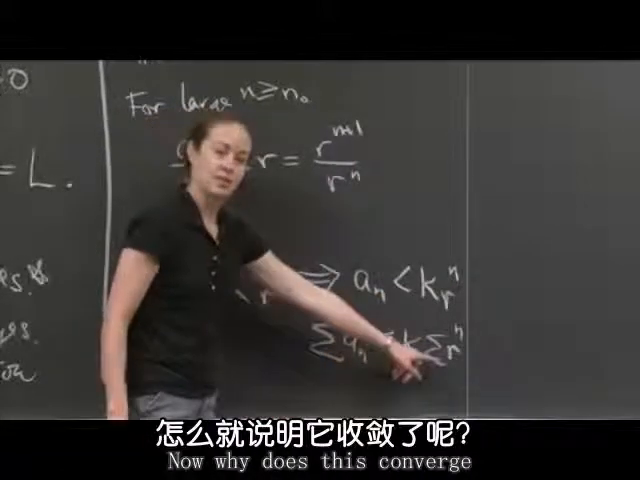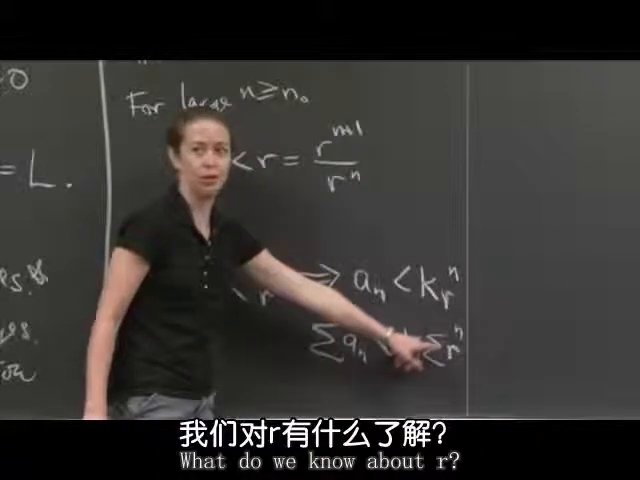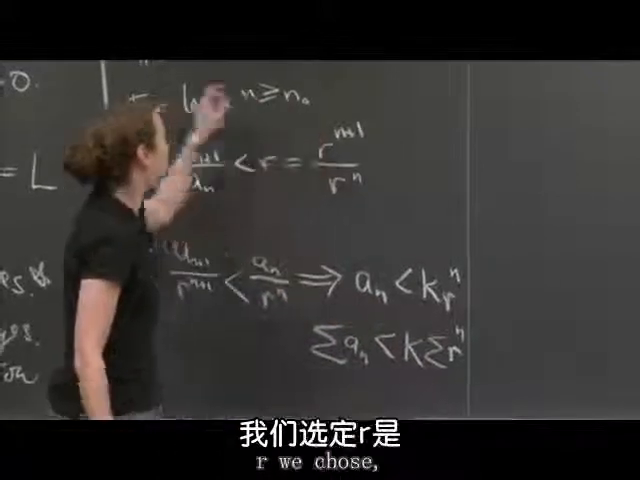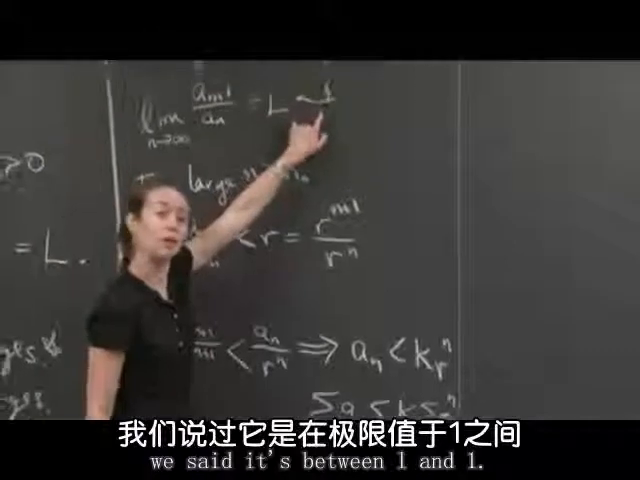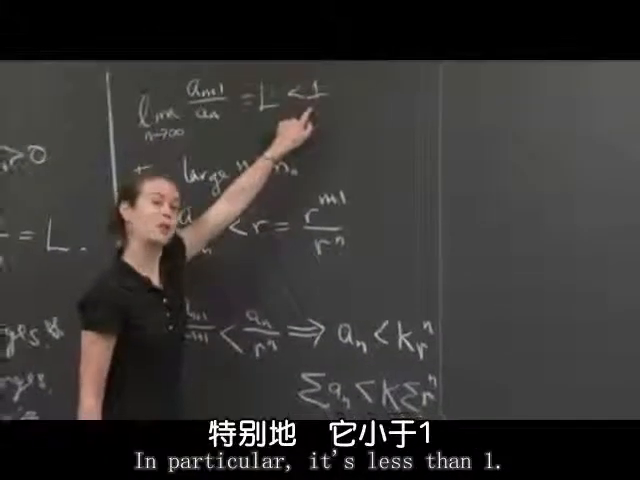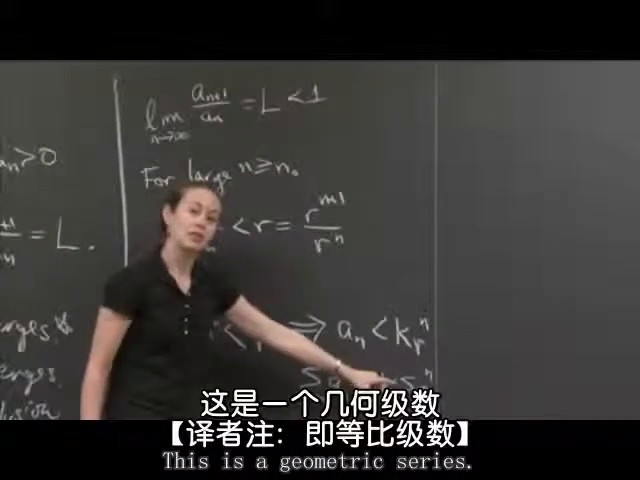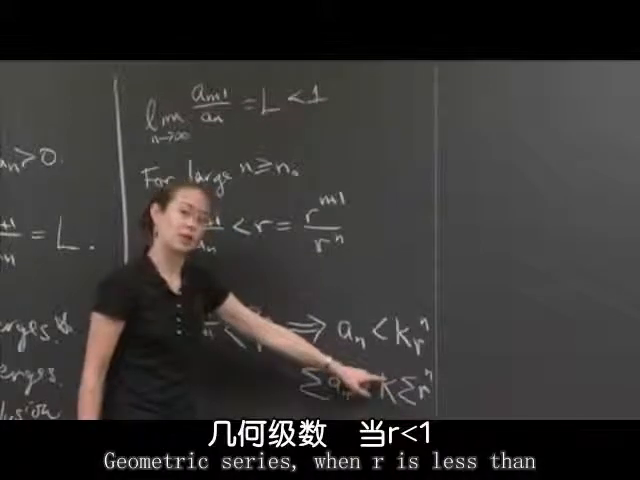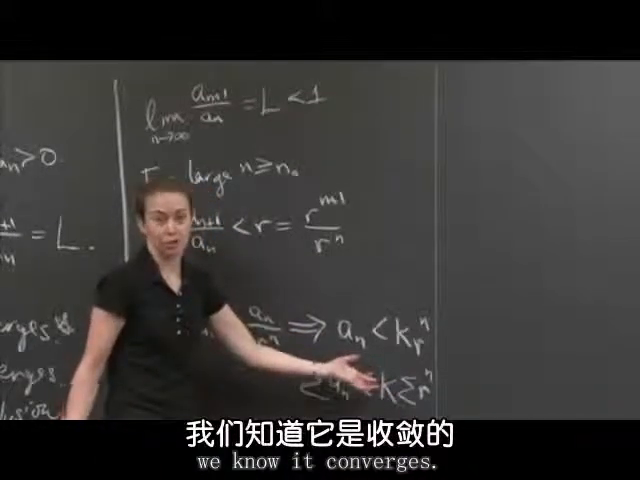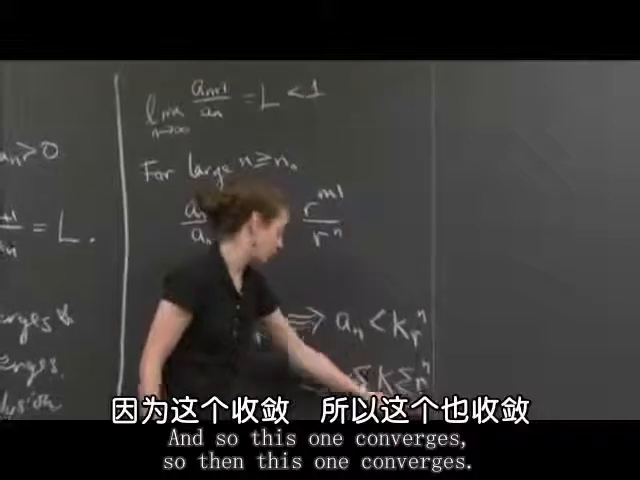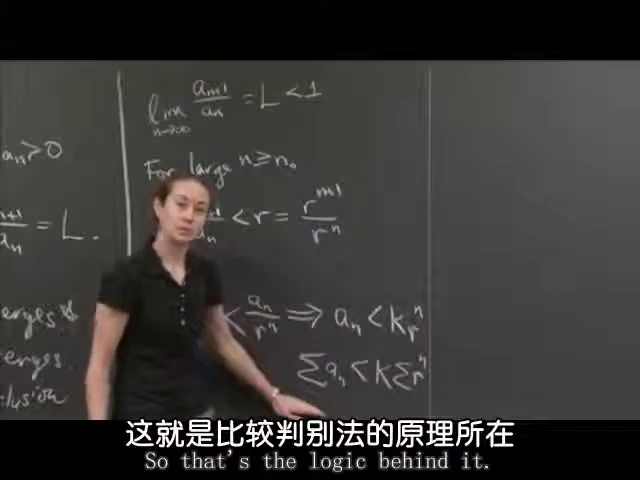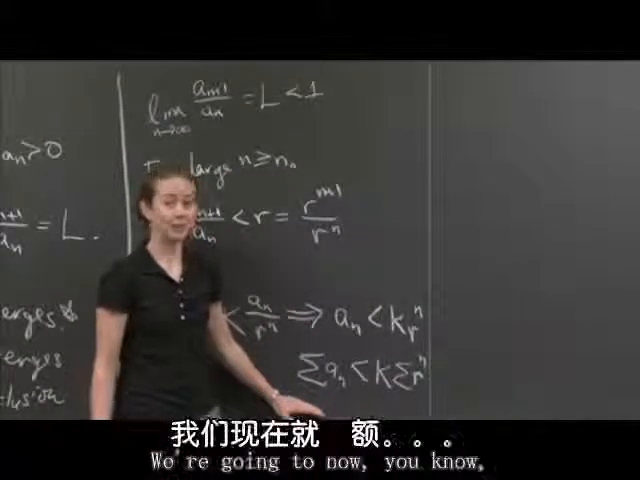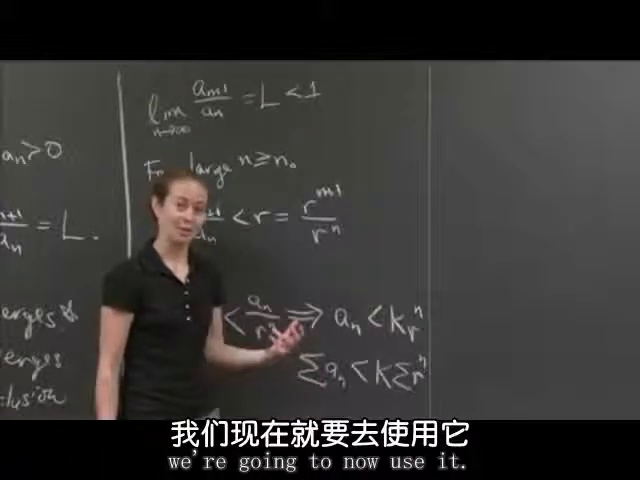Now, why does this converge? What do we know about r? We chose r, we said it's between L and 1. In particular, it's less than 1. This is a geometric series. Geometric series, when r is less than 1, we know it converges. And so this one converges, so then this one converges. So that's the logic behind it. We're going to now use it.